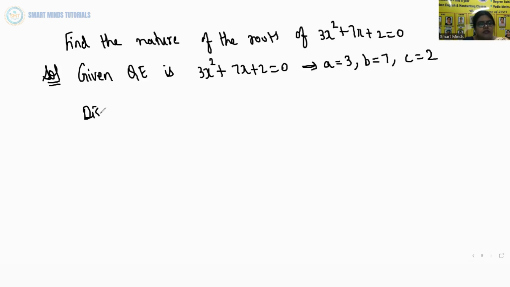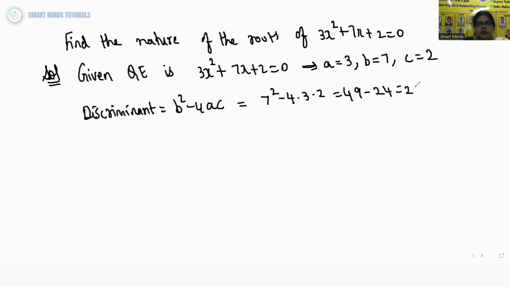Now let us find out the discriminant. So what is the discriminant? b square minus 4ac is the discriminant. So substitute the values, you get 7 square minus 4 into 3 into 2, that is 49 minus 24, that is 25. Okay. And 25 is positive, right? So the discriminant, you got it as positive. Therefore, roots are real and distinct. Distinct means unequal.